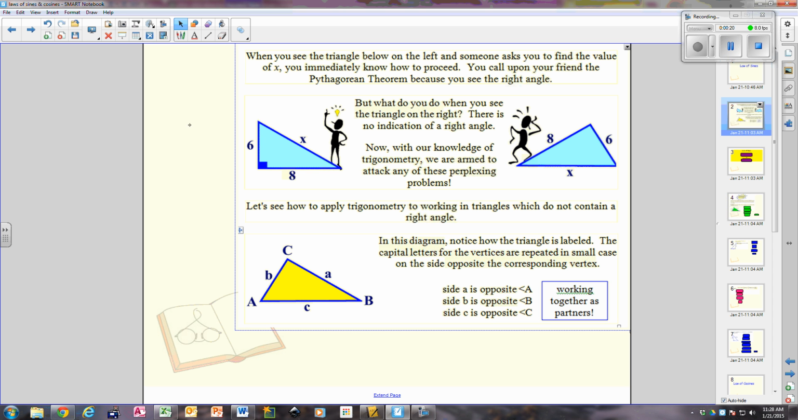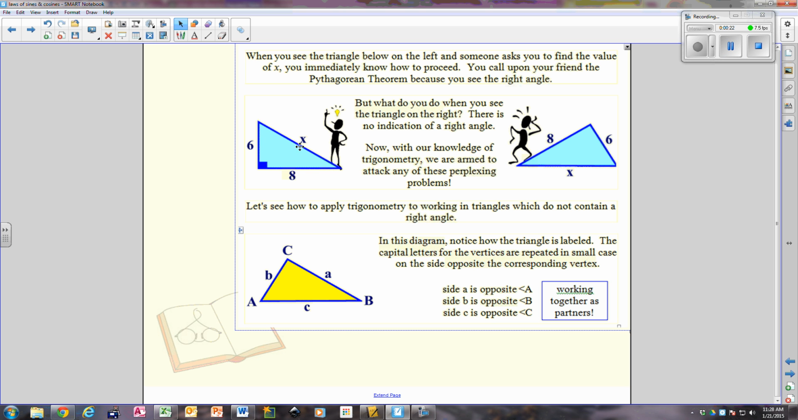Okay, so remember here we had our basic trig, so we had our angles, our opposites, our adjacents, our hypotenuse. But now we're going to have any kind of triangle. So what we're going to do is start out labeling. We've got this angle C and its opposite side C. Angle A is opposite side A, and angle B is opposite side B. So if you'll notice, they're going to work together as partners.